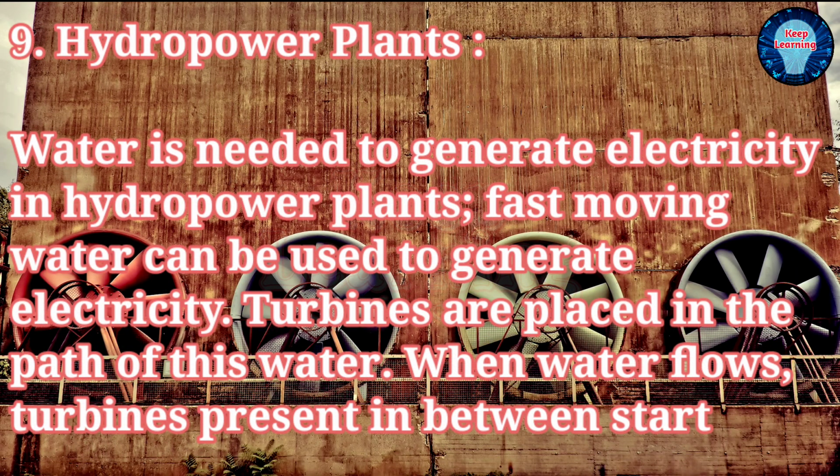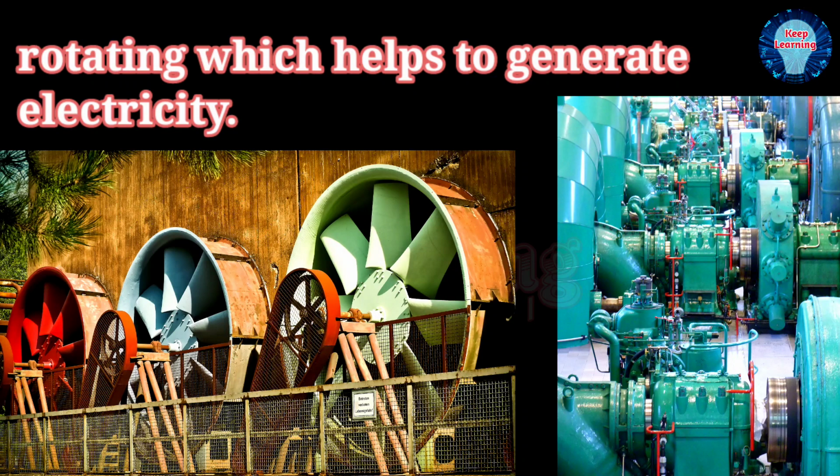Hydropower plants. Water is needed to generate electricity in hydropower plants. Fast-moving water can be used to generate electricity. Turbines are placed in the path of this water. When water flows, turbines present in between start rotating, which helps to generate electricity.